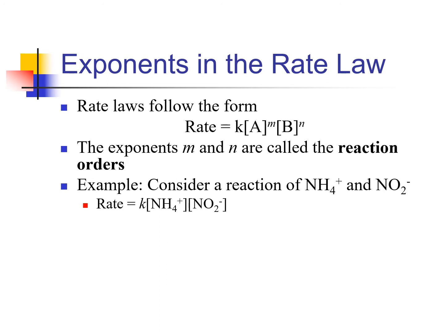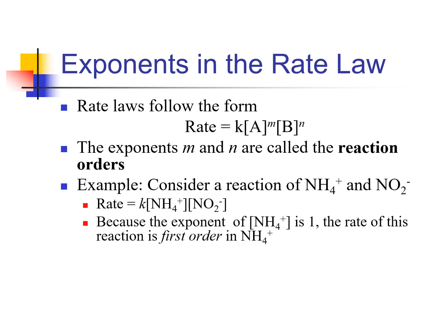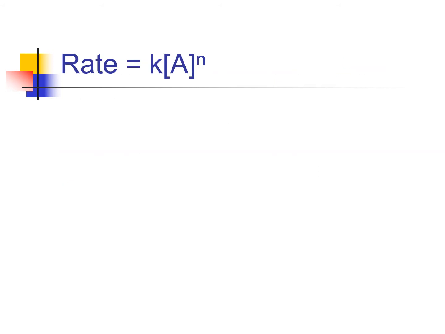Because we don't see an exponent, what exponent does that imply? That's right, willing participants. That means it's a 1. So we would say that that reaction is first order with respect to ammonium, also first order with respect to nitrite. Now, you not only have order with respect to each reactant, but you also have overall order.